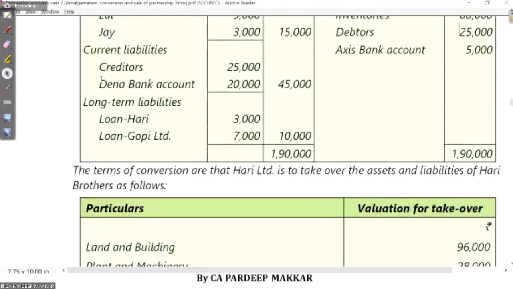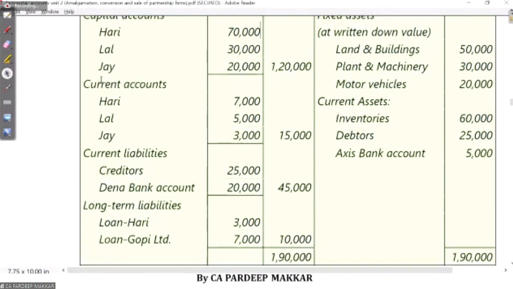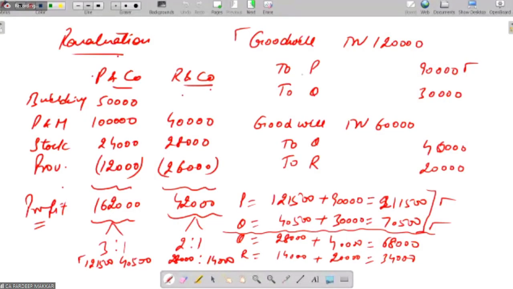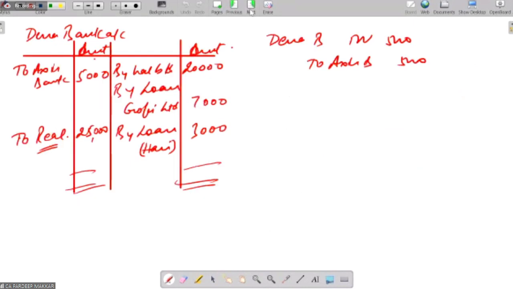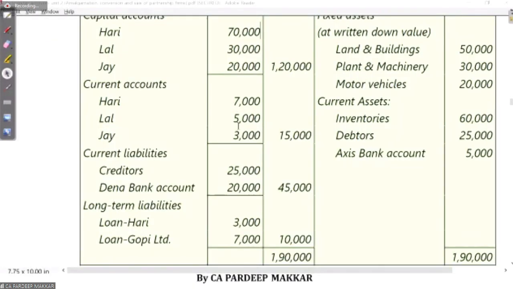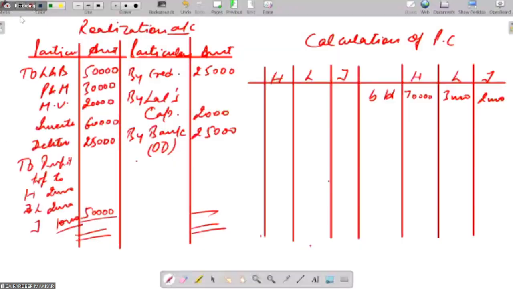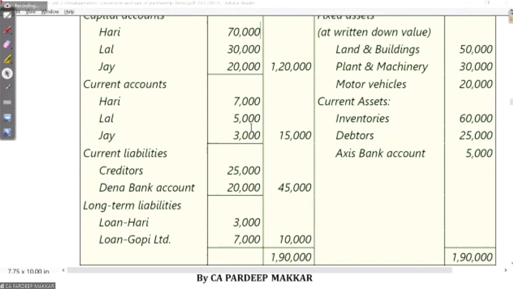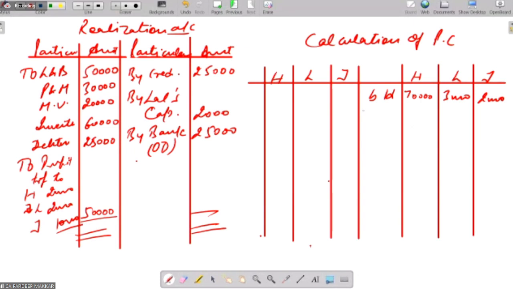See here. Capital account balances are given to you: 70, 30, 20. Transfer it. Then current account balances are given to you, 7, 5, 3. That will be transferred by closing it: 7,000, 5,000, and 3,000. Partners' current account 7, 5, 3.